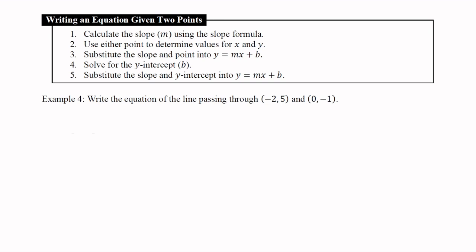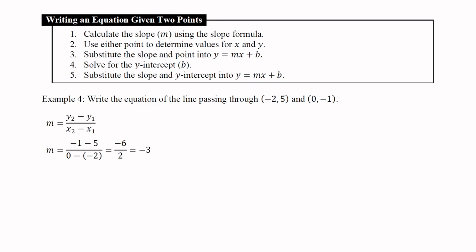So for example 4, we're going to write the equation of the line passing through (-2, 5) and (0, -1). This is just like the previous example, but we have the extra step of having to find our slope. So we use y2 minus y1 over x2 minus x1. We plug in our y2, which is -1, our y1, which is 5, our x2, which is 0, and our x1, which is -2. And then we solve and get that our slope is -3.